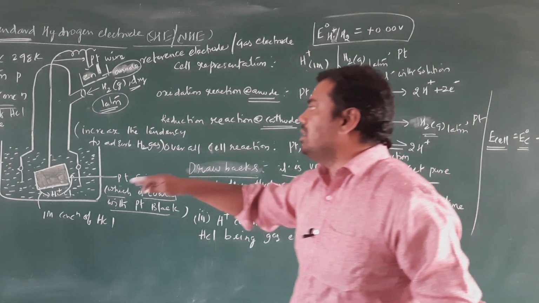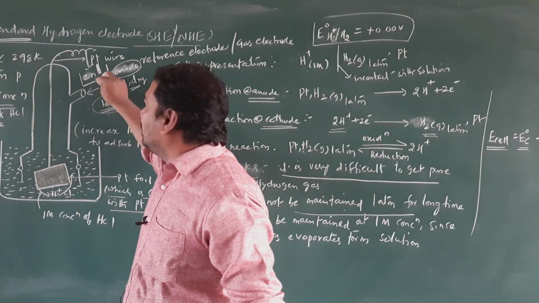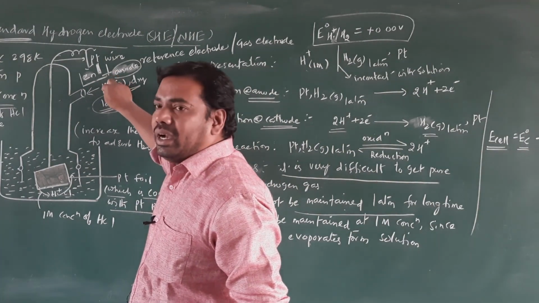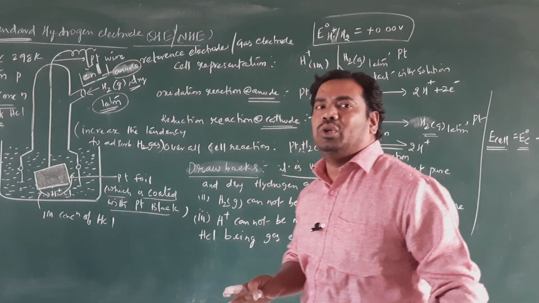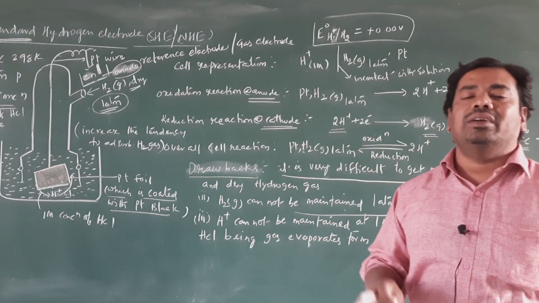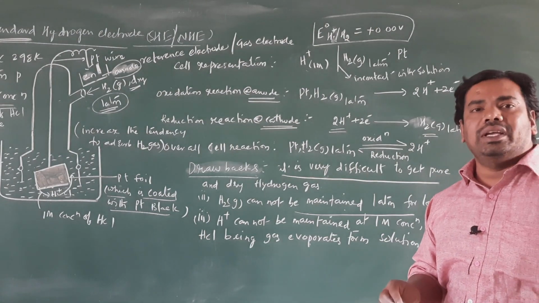For example, here it is an open vessel and hydrogen gas is passing through. The atmospheric conditions vary, so it is not possible to maintain hydrogen gas at 1 atmosphere pressure. That is the second biggest difficulty.